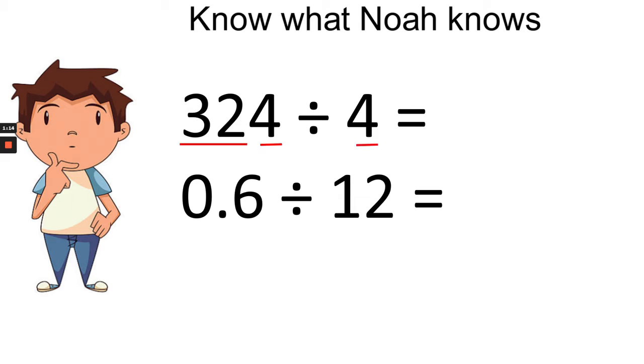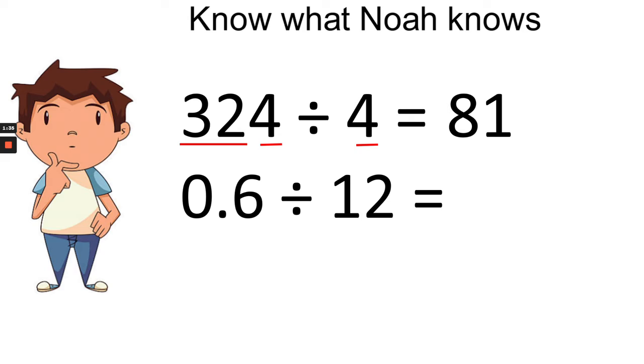I'm going to use the related facts of 32 divided by 4 and 4 divided by 4. 32 divided by 4 is 8, but the answer is going to be 80, 10 times bigger. 4 divided by 4 is equal to 1. I've got 80 plus 1 to give me 81.